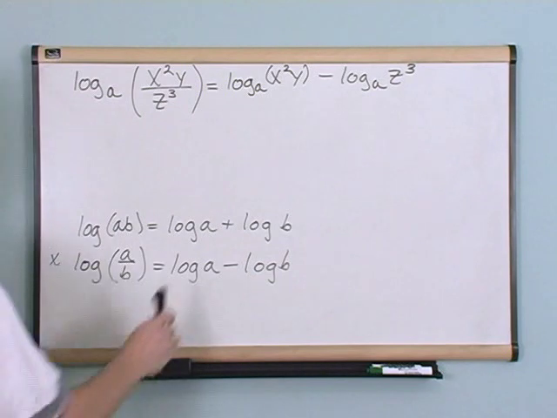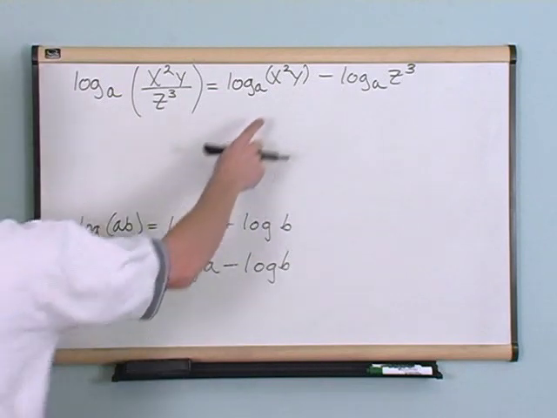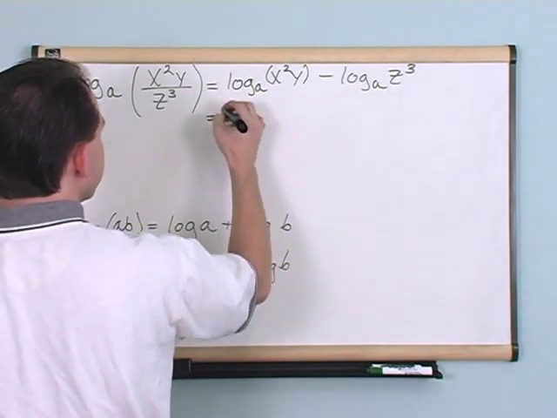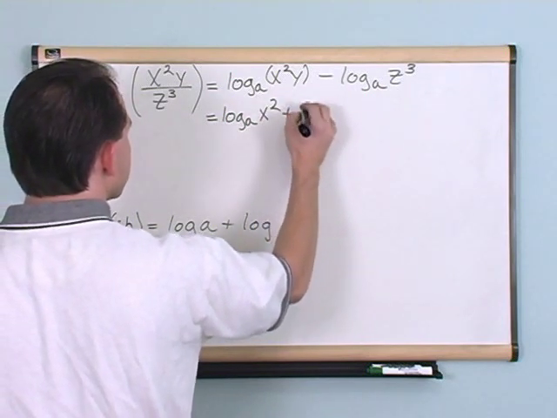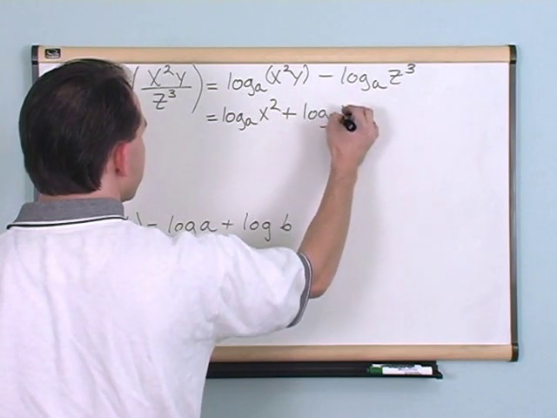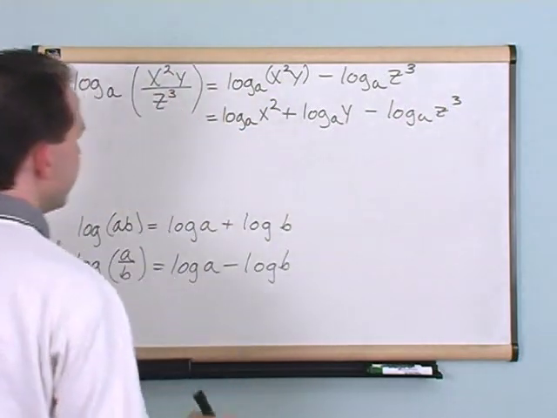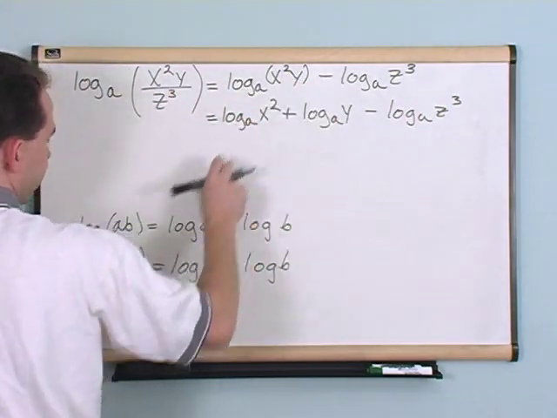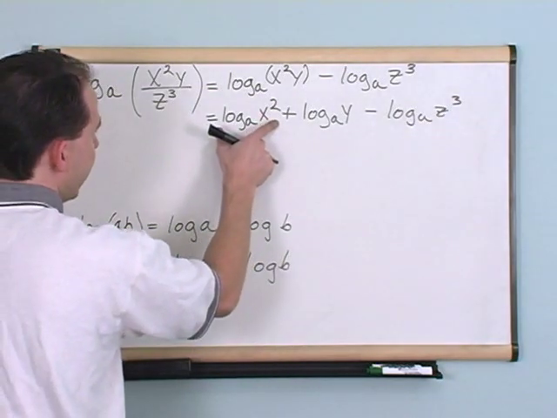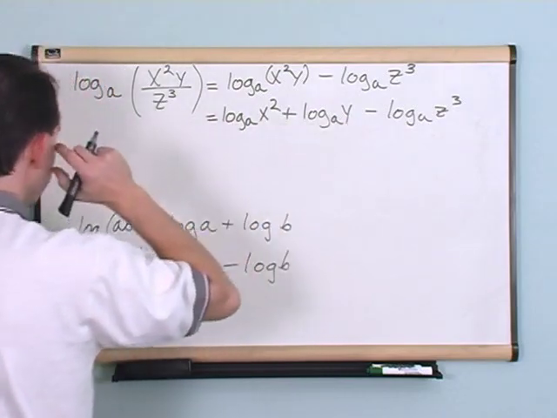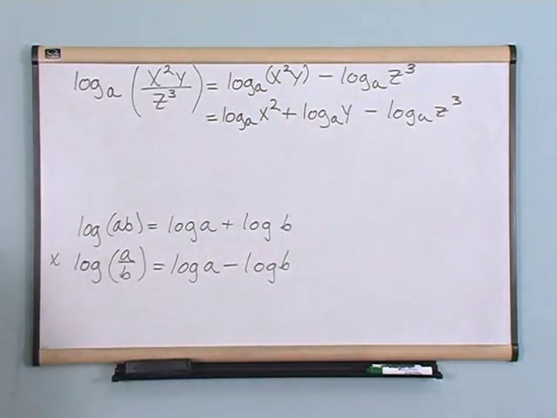Great. Now I notice that this is a product of two items there. So I'm going to further expand this and say this is log base a of x squared plus log base a of y minus log base a of z cubed. And you can see all I did here is I took this and I used this expression. Log of a times b is equal to log a plus log b, where a is equal to x squared and b is equal to basically y. And so I do this, and then I just kept this there at the end.